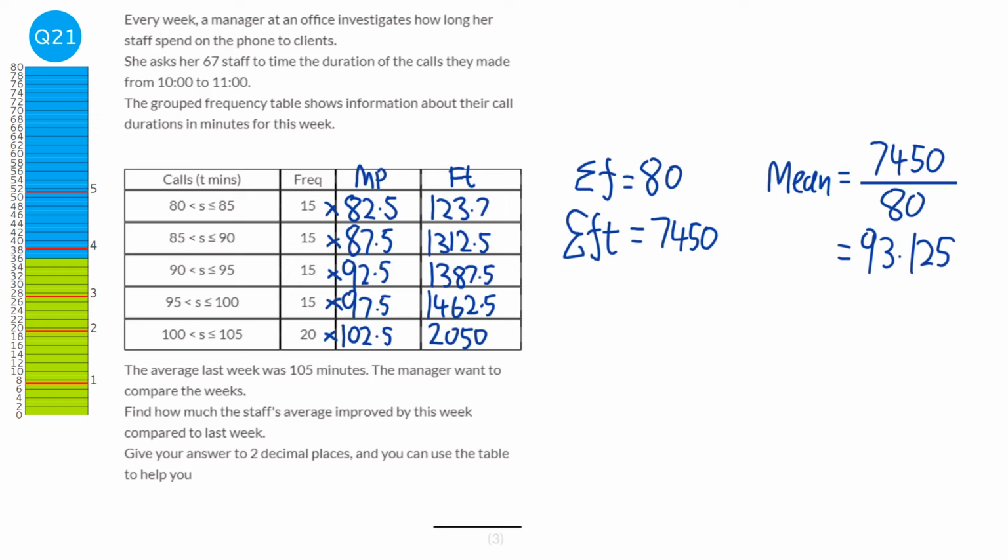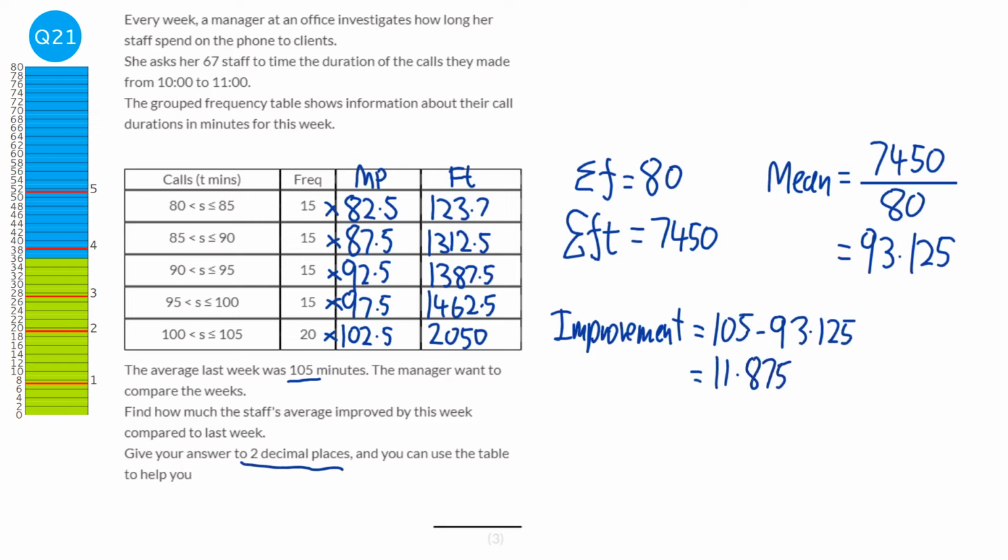Now this question is about the improvement that the manager has made, the call centre's made. So we're looking at subtracting the 93.125 away from the last week, which was 105. So we're looking for improvement. We're going to do 105 take away the 93.125, and that's going to be 11.875. Now it does ask for 2 decimal places, so that will be 11.88.